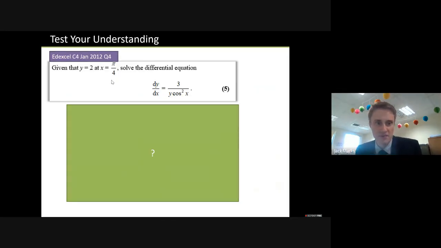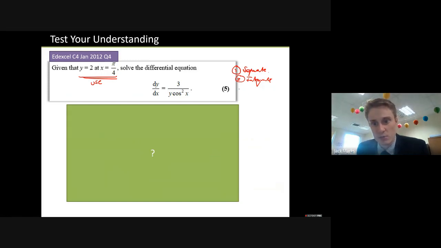So pause the video and have a go at this one here. What I'd like you to do is step 1, you're going to separate the variables. Step 2, you're going to integrate. Now, this one here, you're going to have to use this. I want you to look at your solution after you integrate and to make the decision. Should you use it straight away, or should you do some manipulation first before you use these values here?